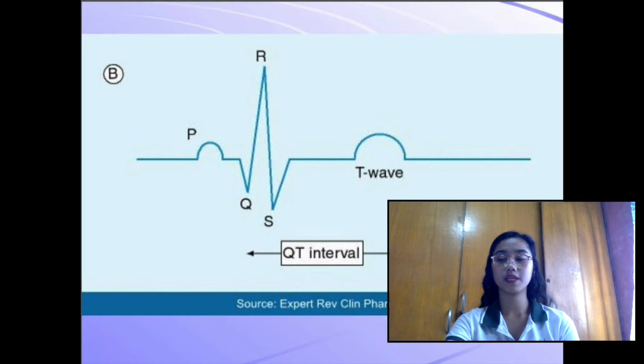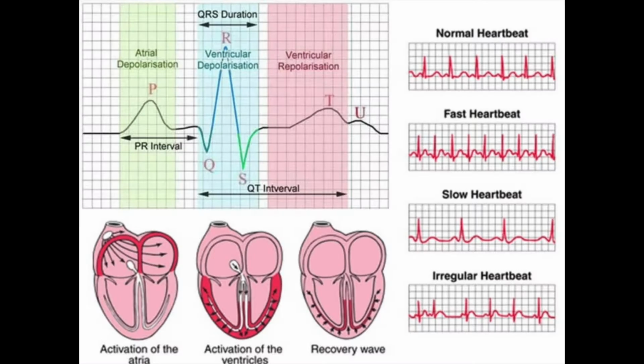T waves are normally positive in leads 1, 2, and V2 through V6 and negative in aVR. A T wave will normally follow the same direction as the QRS complex that precedes it. When a T wave occurs in the opposite direction of the QRS complex, it generally reflects some sort of cardiac pathology. Next slide, the picture is showing the PR interval, QRS duration or QRS complex, and the QT interval.